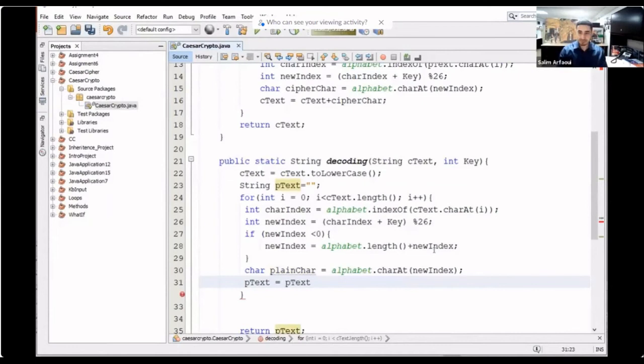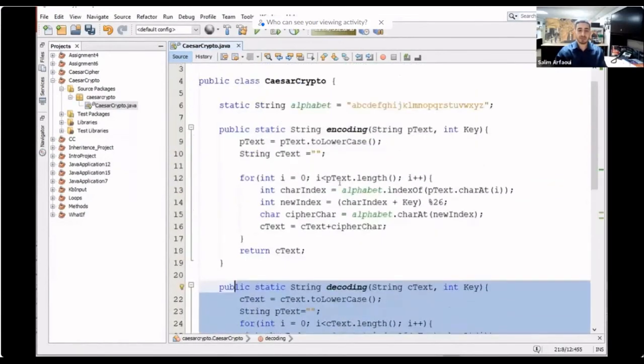Okay, so ptext plus plain text. That's the last thing we're going to do. Okay, and this is basically, did I plain char? Yeah, plain char. Okay, so now that I finished my encoding and decoding method, I'm just basically going to use them now.